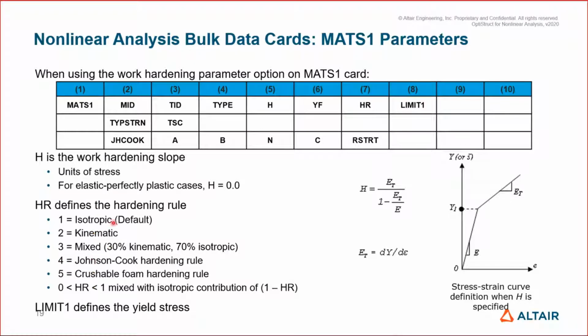So there are a few hardening rules that we can set for the plastic region here. And then we also need to define the slope. This is the slope, the H value here. The H value defines this slope here. We will require that if you do not have the table. If you don't have a table, we require the slope and also the hardening rule to use. Limit 1 here is the yield stress. So basically this is the point that you need to put under limit 1. So yep, it's clear.